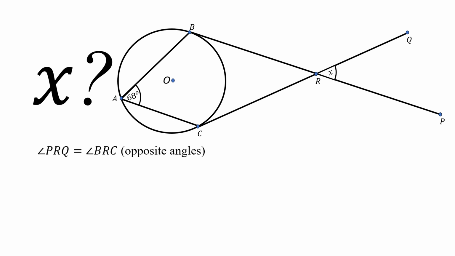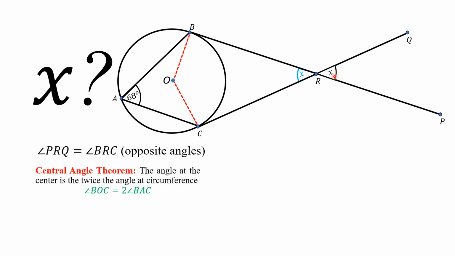Since from the figure angle QRP is equal to angle BRC, because these are opposite angles, we can label angle BRC as angle X also. Now we draw a line segment from the center O to point B, and also another line segment from the center O to point C.